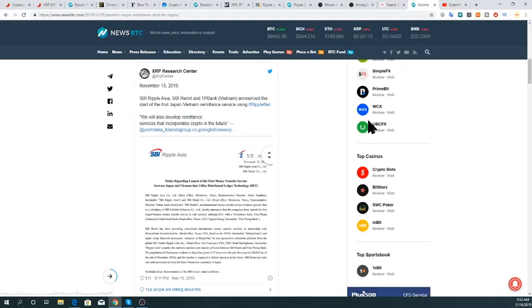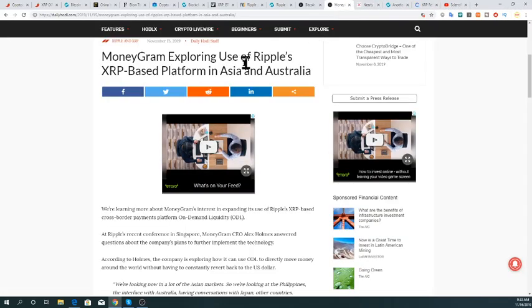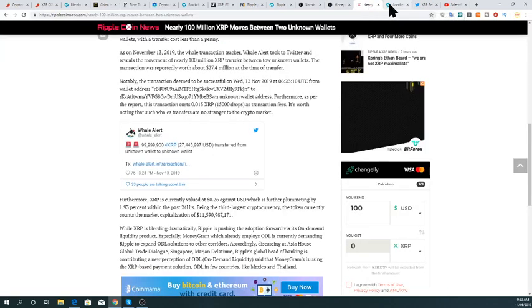Now this one is actually interesting. It's showing that SBI Ripple Asia, SBI Remit, then a bank from Vietnam. So the corridor is Japan and Vietnam. They are also starting remittance. So just now we saw that XRP is getting connected with Asia and Australia, and now this one is within Asia, Japan and Vietnam. That's another corridor, right?